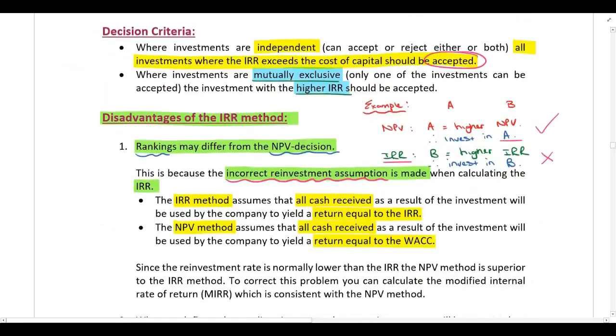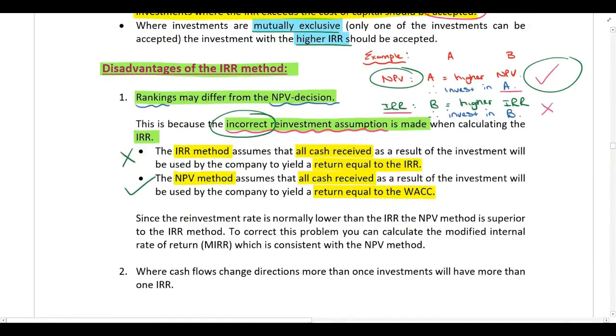And just below, I said to you that the NPV calculation is correct. The NPV calculation makes the correct reinvestment assumption, so your answer is correct. The internal rate of return method makes the incorrect reinvestment assumption, so the answer that we get with that calculation can be incorrect. Why is this reinvestment assumption incorrect? Just below, let's read through this paragraph. Since the reinvestment rate is normally lower than the internal rate of return, the net present value method is superior to the internal rate of return method.